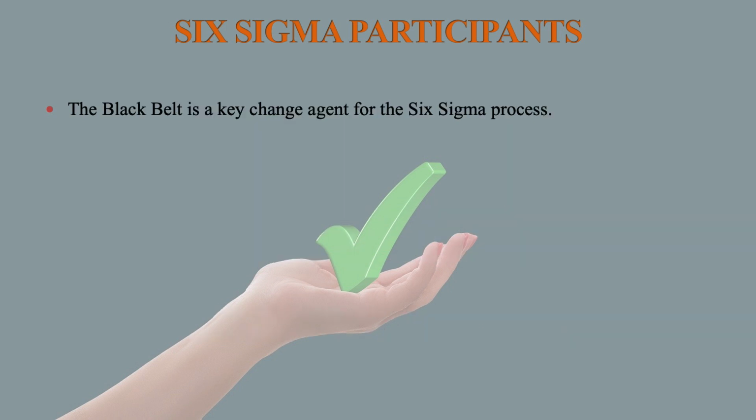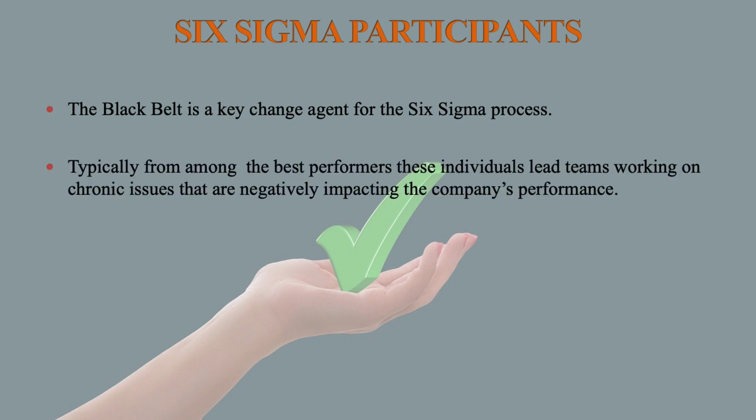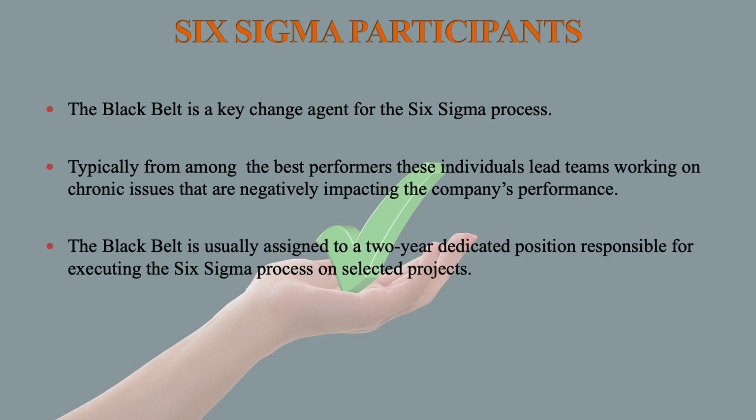The black belt is a key change agent for the Six Sigma process. Typically from among the best performers, these individuals lead teams working on chronic issues that are negatively impacting the company's performance. The black belt is usually assigned to a 2-year dedicated position responsible for executing the Six Sigma process on selected projects.